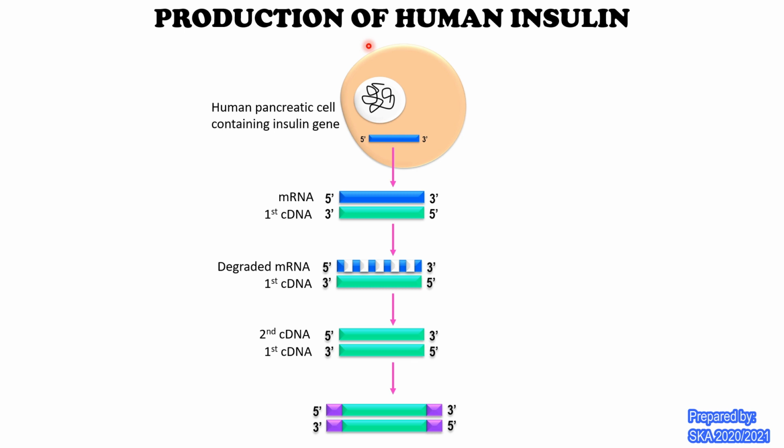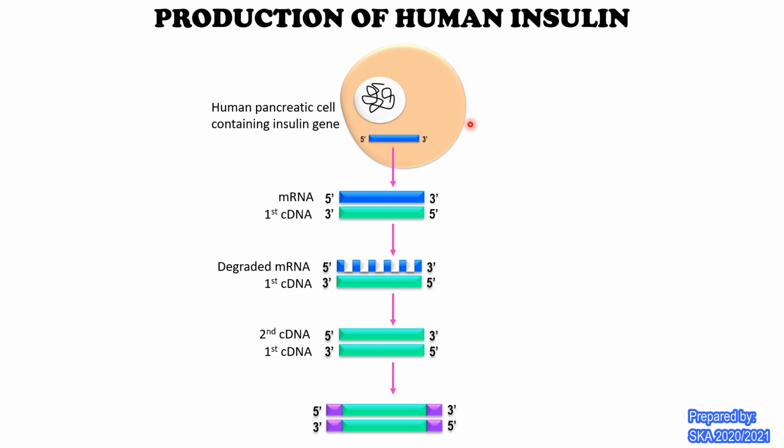Let's continue on our lesson, which is about the production of human insulin. This production of human insulin is one of the application of gene cloning. Let's get started.